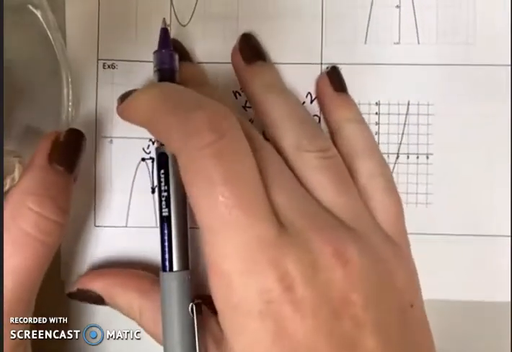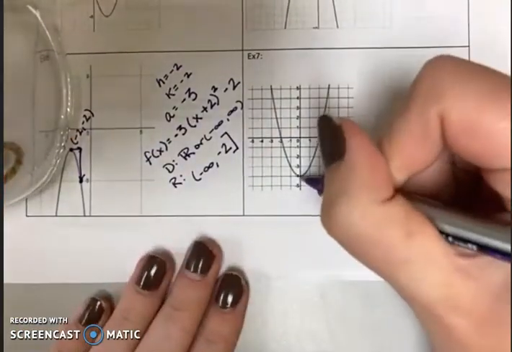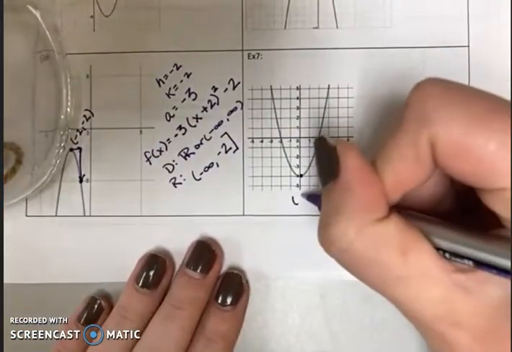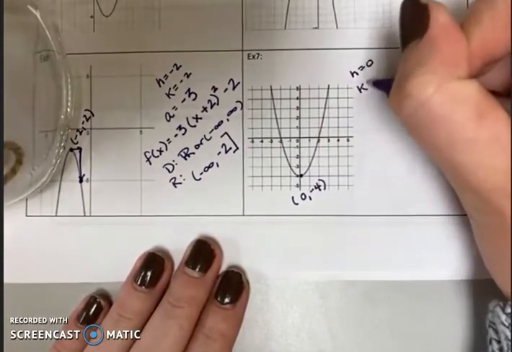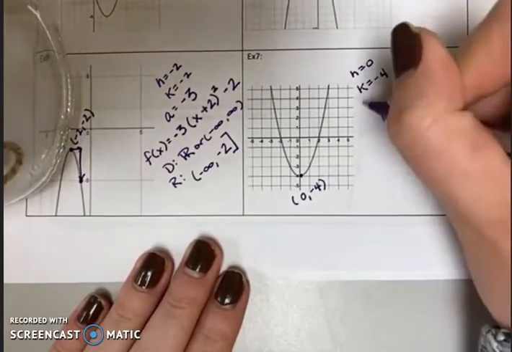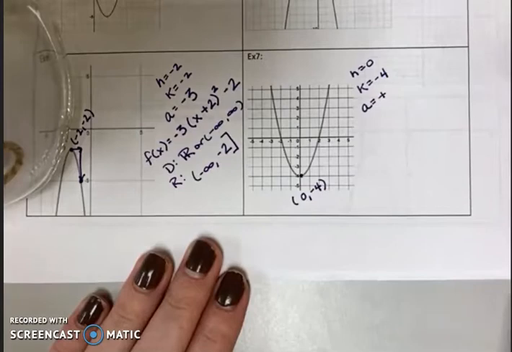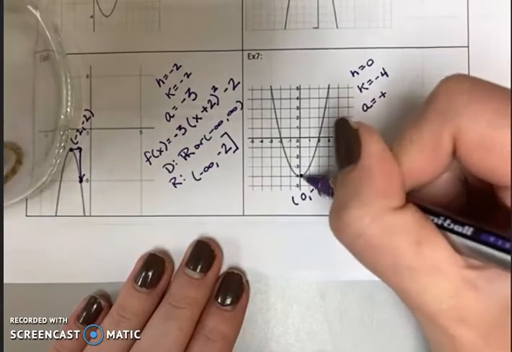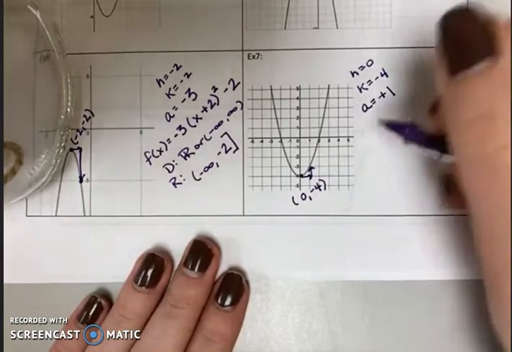Example 7. The vertex is at 0, -4, meaning that h is 0, k is -4. The parabola is opening up, meaning I know that a is positive. Looking at the pattern, it moves right 1 and up 1, meaning a is a +1.